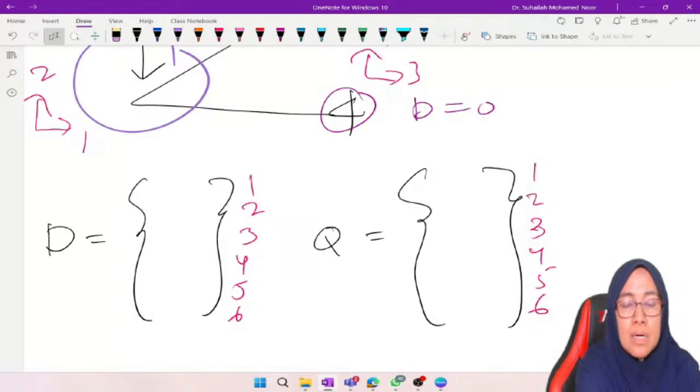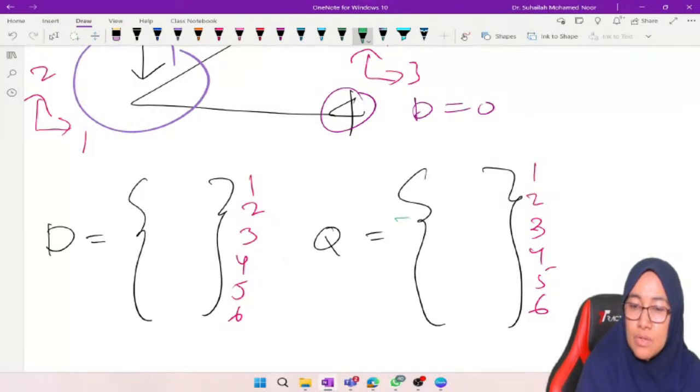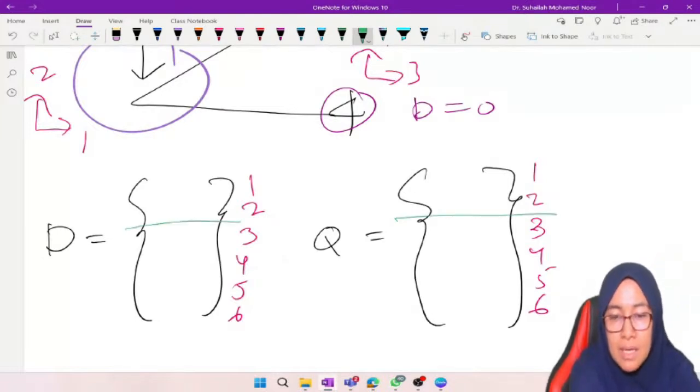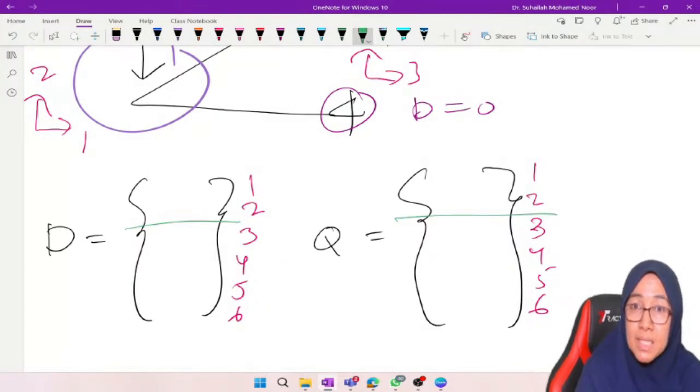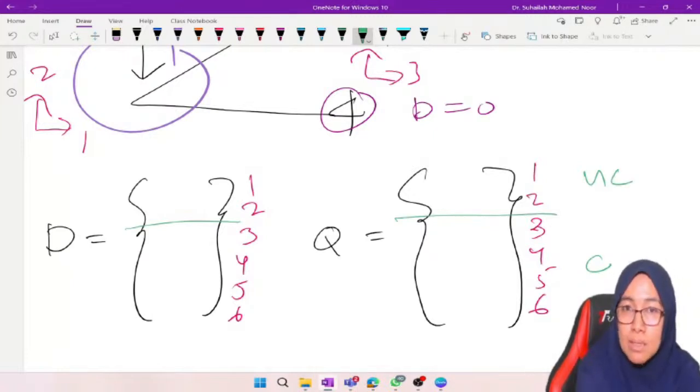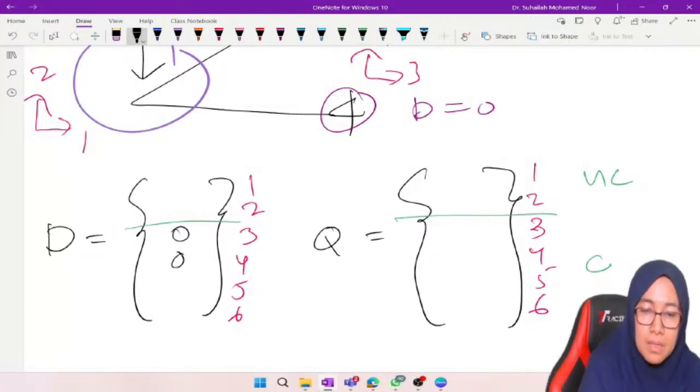Degree of freedom, we have to look into it in terms of D and in terms of Q. The boundary between unconstrained and constrained is here. 3, 4, 5, 6 is constrained, and unconstrained is 1, 2. So for displacement in the constrained system at positions 3, 4, 5, 6, because of the support, all these are 0.